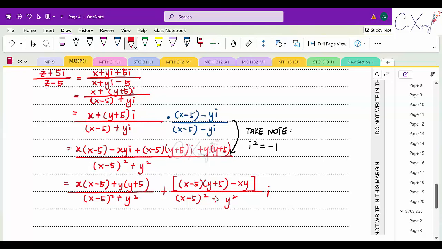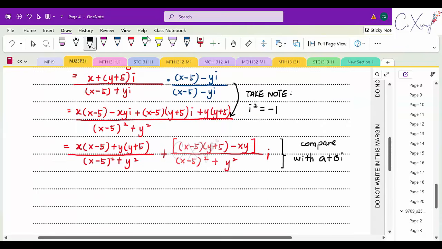Now because we have the information that it is real, we want to compare it with a plus 0i. So the real part is a, this one, and the imaginary part is this one. I want to form one equation from here, so I let the imaginary part equal to 0 because it is equal to 0i, right? So we compare it with the 0 and see what we have.